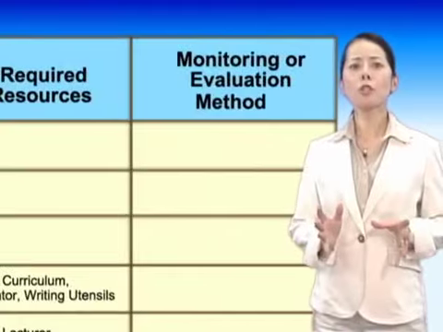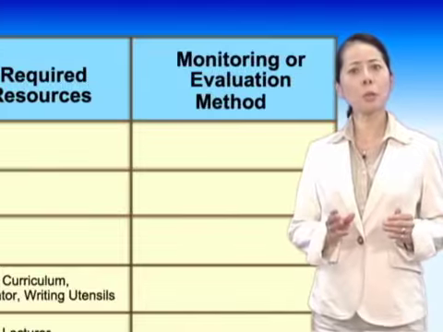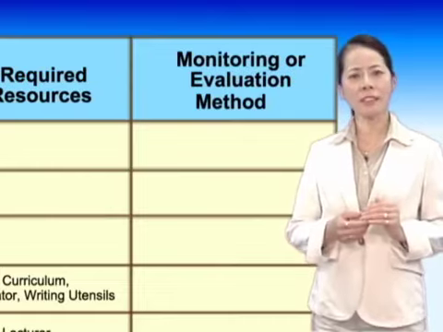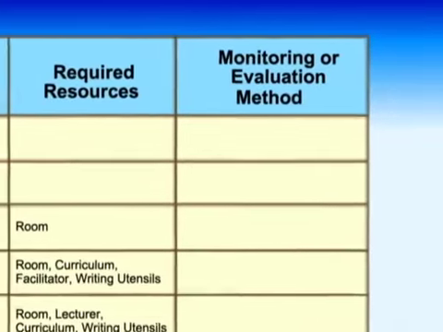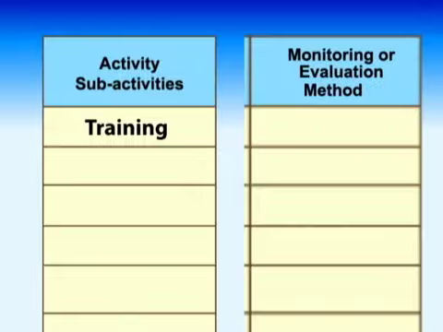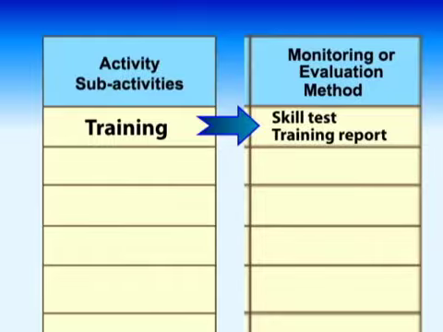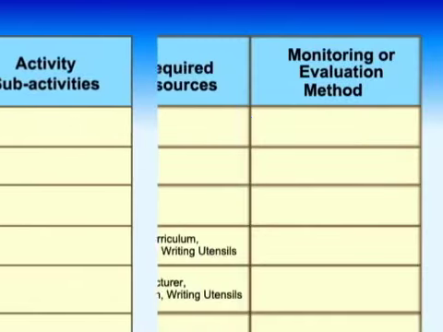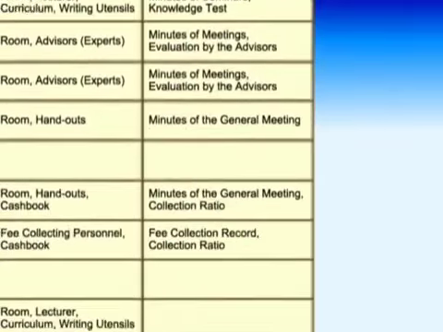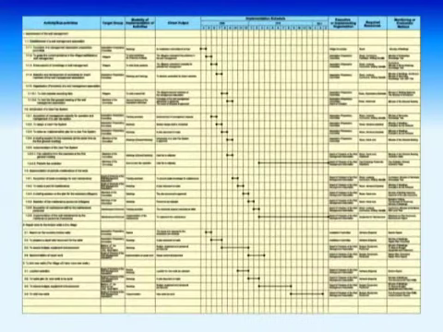Then, the methods to monitor or evaluate the activity output should be described in the cells for monitoring or evaluation method. For example, if a sub-activity is training, its monitoring or evaluation method will be a skill test and training report, and for its outcome, a monitoring report and interview report. These items are to be filled in for all the activities. When all the items are finished, the summary table is completed.